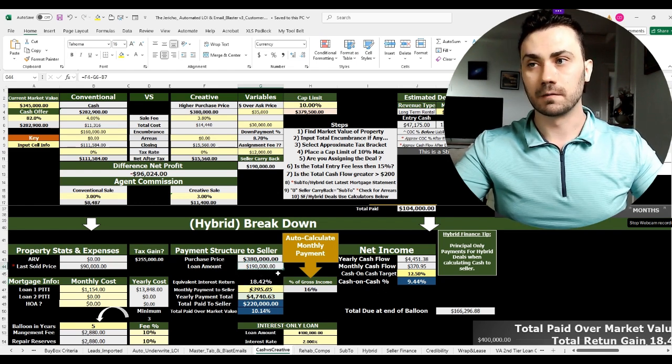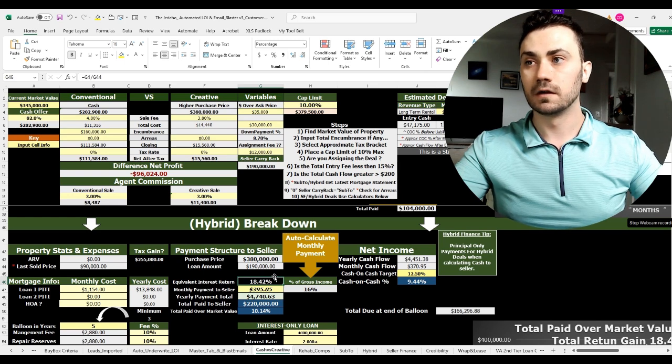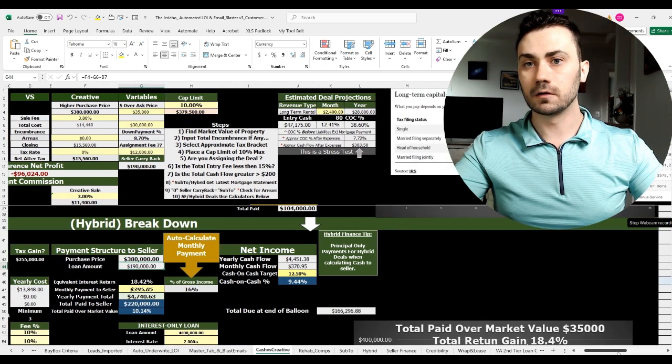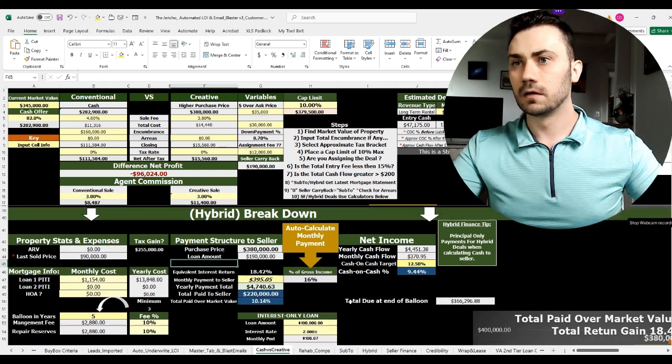your remaining loan amount is going to be $190,000 in this example. And you can double click on the cell here and you can see where the mathematical numerics are coming from. So they're making an 18.42% interest return because we're paying them $35,000 over market value based off of a remaining principal balance of $190,000. So really good return if you look at it in that sense.